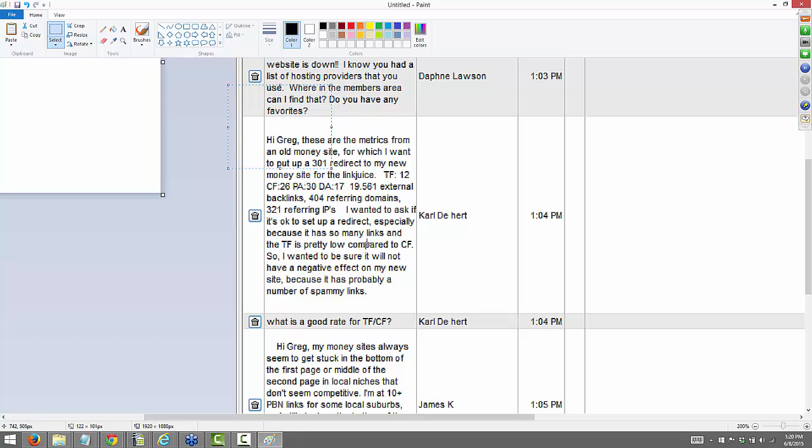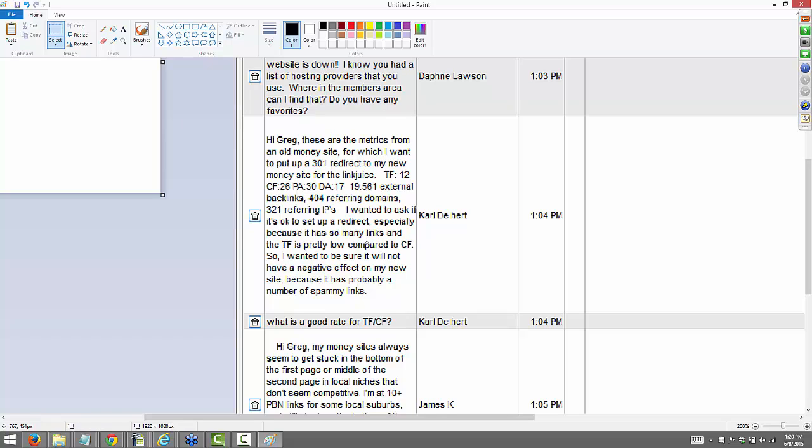Carl asks if it's okay to set up a redirect, especially because it has so many links and the trust flow is pretty low compared to CF. So I wanted to be sure it will not have a negative effect on my new site. It's spammy. I wouldn't use it. Just looking at those metrics, I can probably tell you it is spammy.